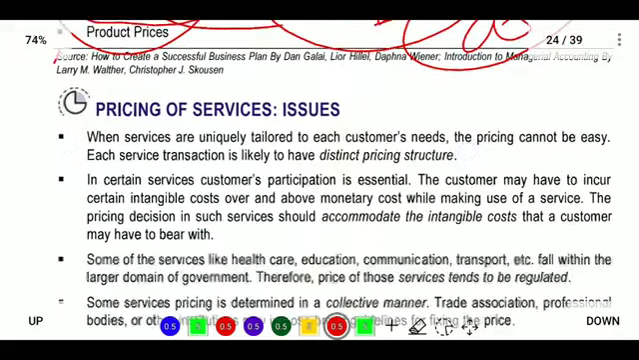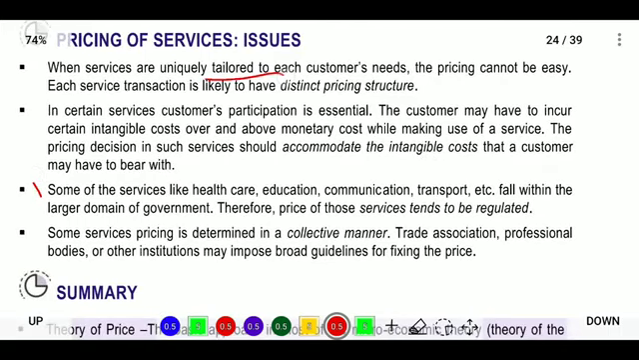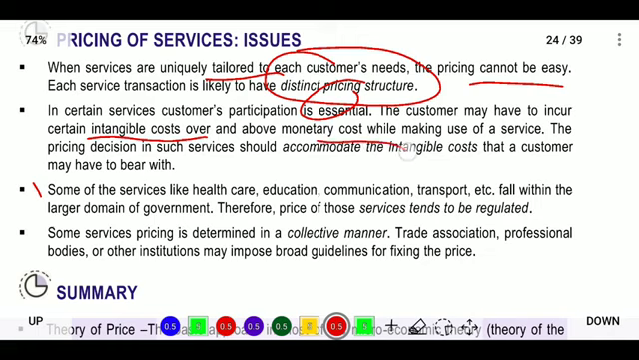Next, pricing of services issues. What are the issues with services? Where services are uniquely tailored to each customer, because it is customized, the price cannot be set easily. Each service transaction is likely to have a distinct price structure. Next, in certain services customer participation is essential. The customer may have to incur certain intangible costs over and above monetary cost while making use of services. The pricing decision in such services should accommodate the intangible cost that the customer may have to bear.